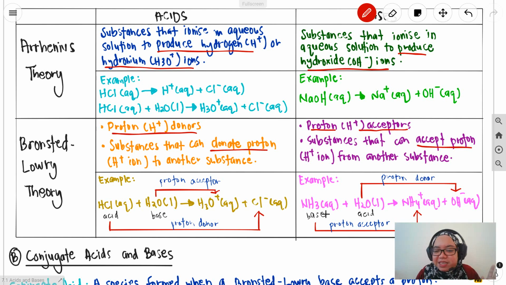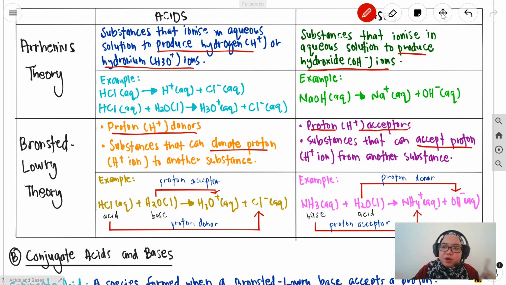So here, NH3 is a base and water is an acid. So remember that base is the proton acceptor. At the end of the reaction, NH3 will become NH4 plus. It gains one H plus ion from water. So it accepts a proton. We can say that NH3 accepts a proton to form NH4 plus. That is why NH3 is a base according to Bronsted-Lowry theory.